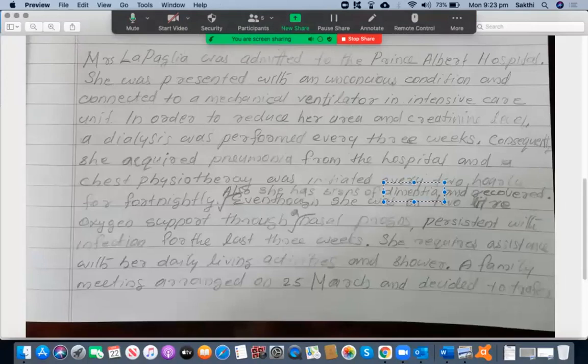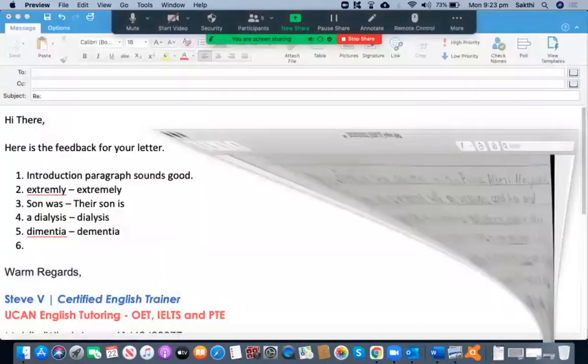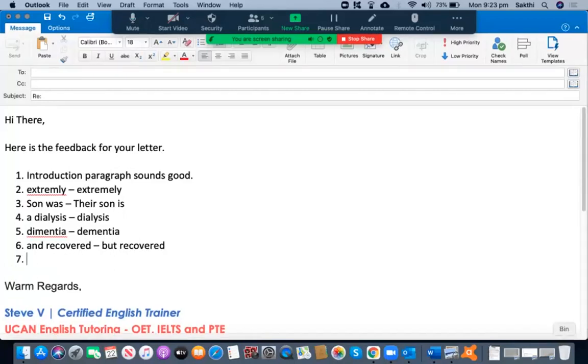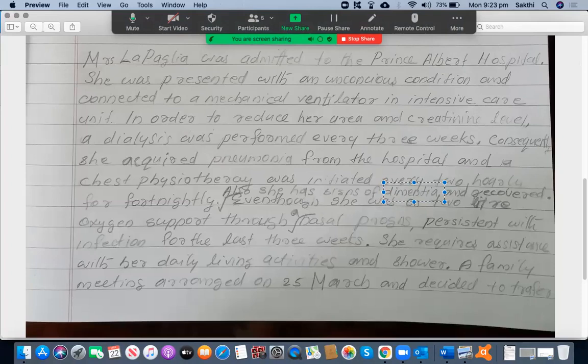And recovered, but recovered, isn't it? She has signs of dementia, but recovered, right? Yes, sir. Okay. So instead of saying unrecovered, it's better to say but recovered. Sorry, recovered. Okay. All right, let's go to the next one.